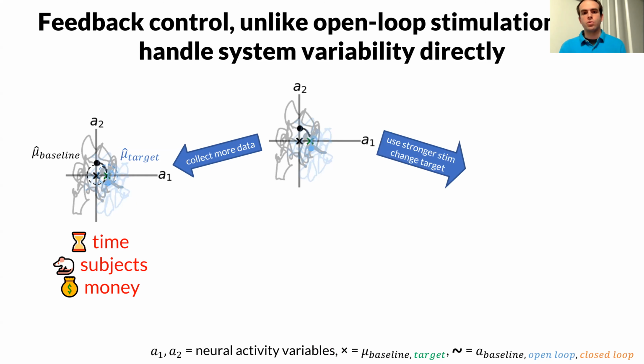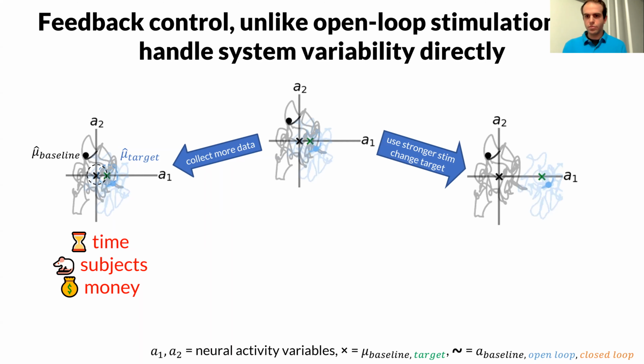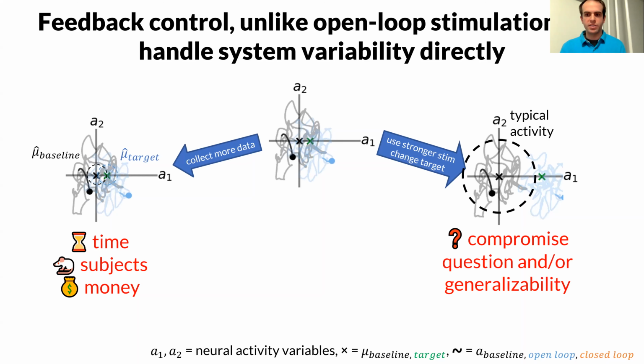We could also just change our target, right? Use stronger stimulation. But what if that puts us outside of a normal operating range? At that point, we're compromising our question. We could be bumping into homeostatic plasticity, for example. Strong stimulation could be harming your tissue as well.